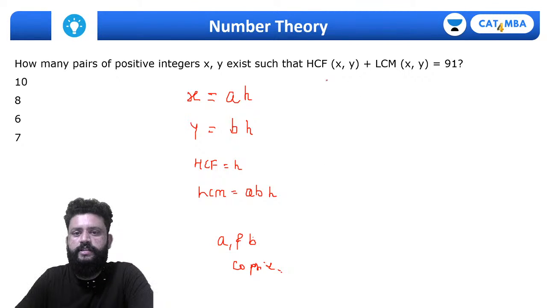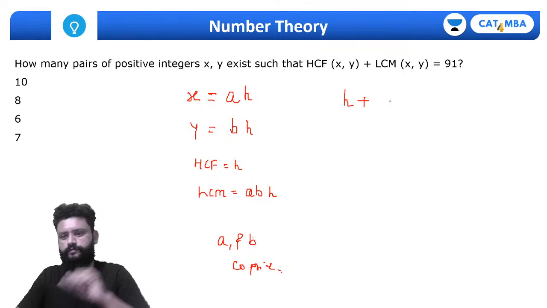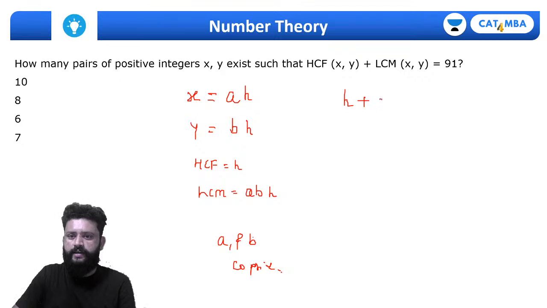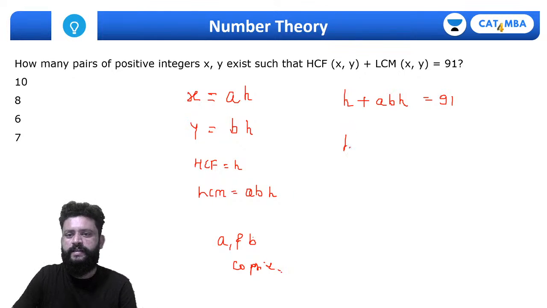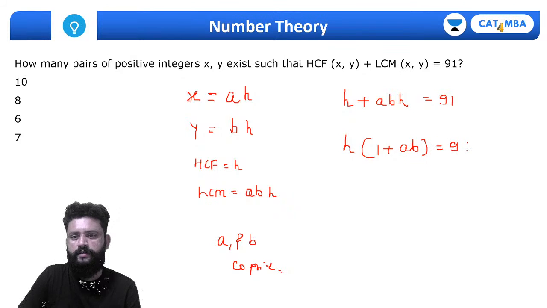Okay, so let's try for this. HCF is H plus LCM, how much is it? A into B into H, and this has to be 91. Representation is important, that's it. So 1 plus AB must be 91.